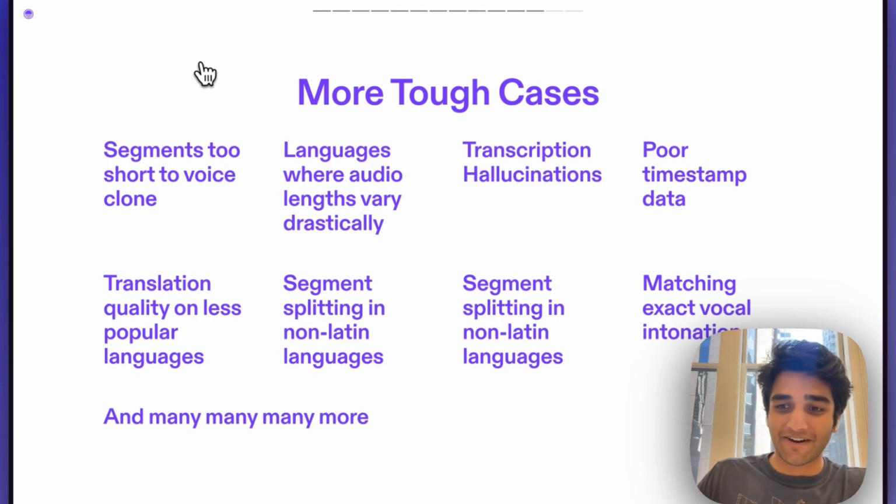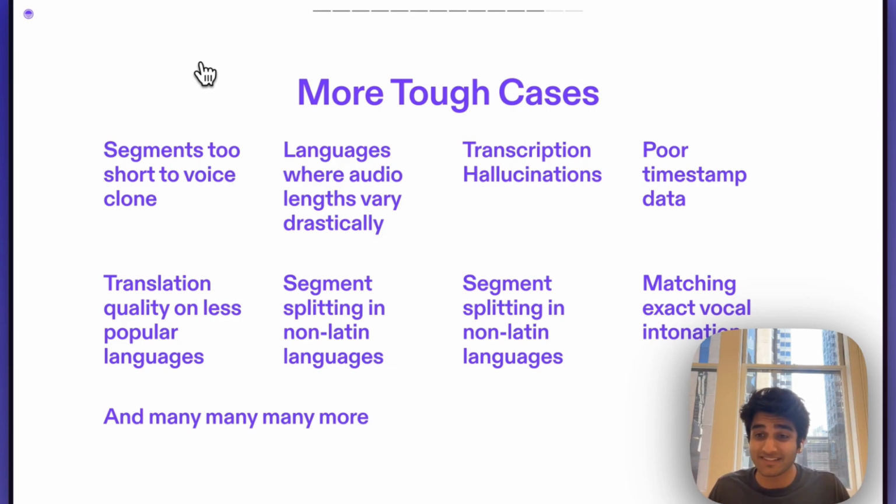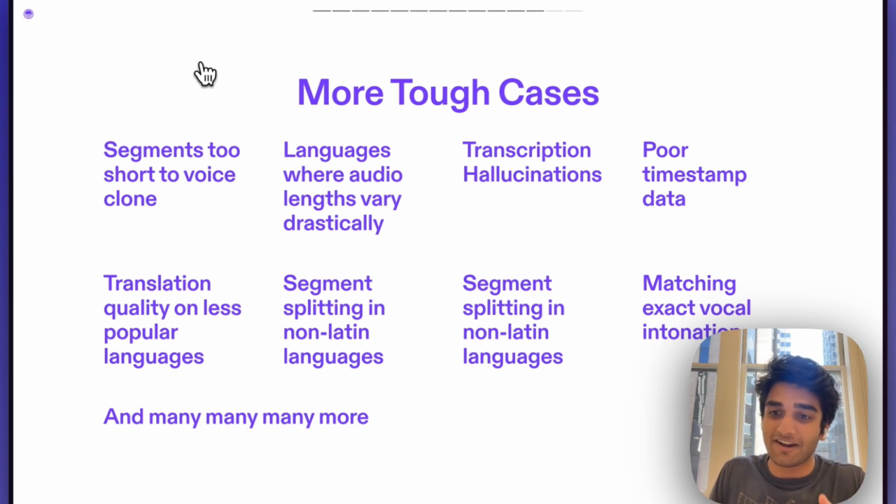And maybe in part 2, I'll go over all these edge cases. This could be an hour-long video if I went through this right now. Maybe I can break these problems down, right? Sometimes segments are really short. But if you want to do voice cloning, you need to make sure that your segments are long enough to clone the intonation and the actual timbre of the voice well enough, right?